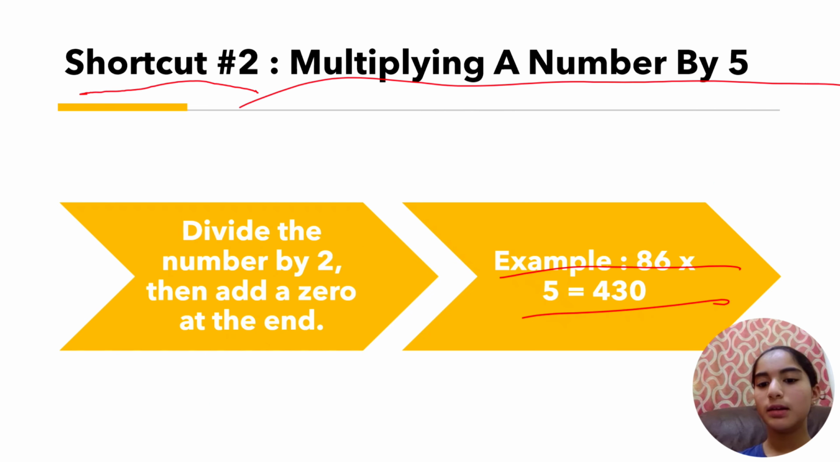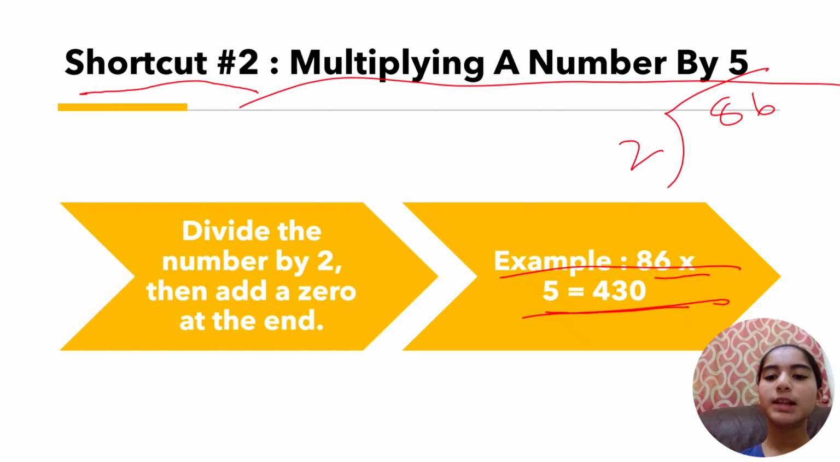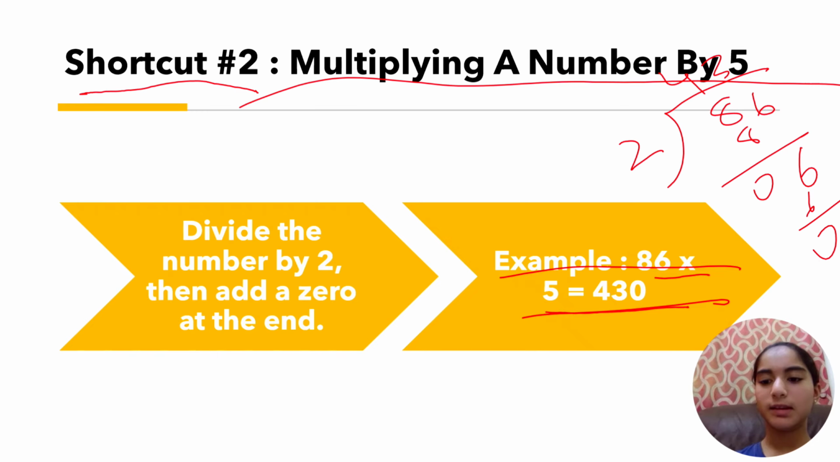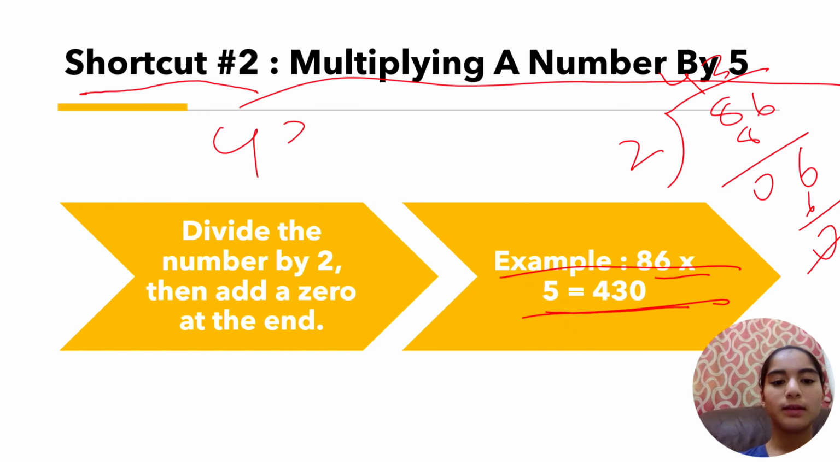Example, 86 into 5. 430. Let's check it. So 86. I'll take the half. Let me divide it. Dividing is just like taking the half. So 2 fours are 8. 2 threes are 6. So 43 will be the quotient. Now let me add a 0 to the end. 430 will be the answer.